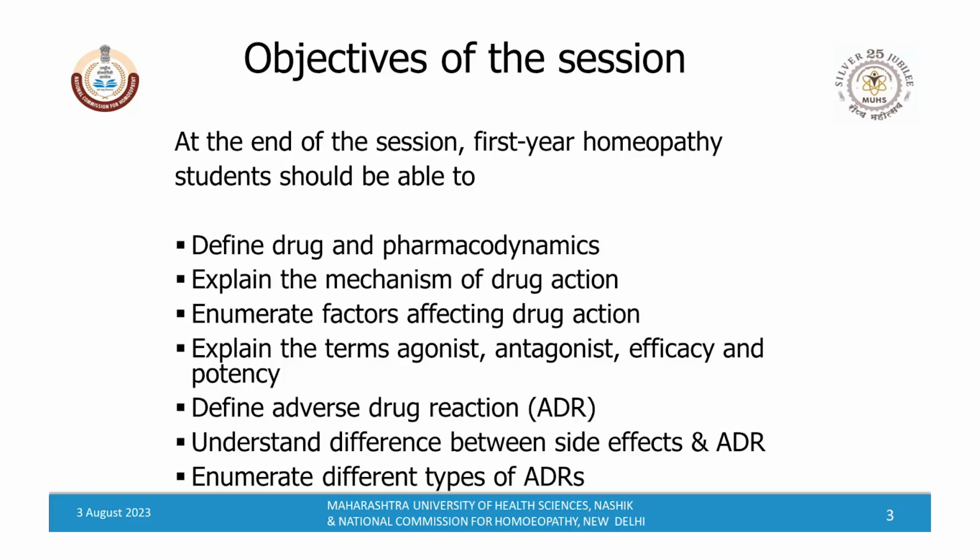At the end of the session, first year homeopathy students should be able to define drug and pharmacodynamics, explain the mechanism of drug action, enumerate factors affecting drug action, explain the terms agonist, antagonist, efficacy and potency, define adverse drug reaction or ADR, understand the difference between side effects and ADR, and enumerate different types of ADRs.